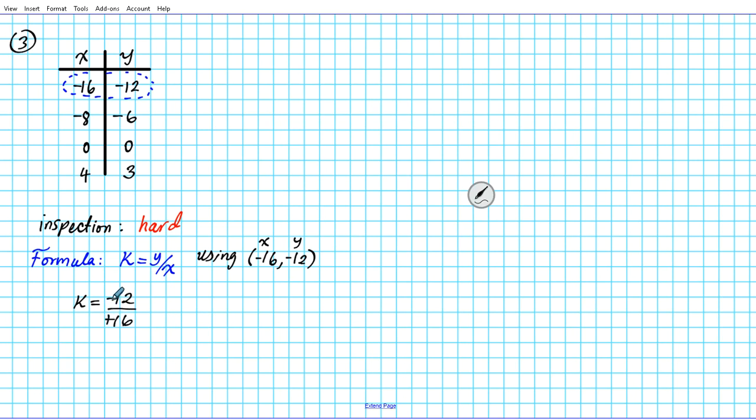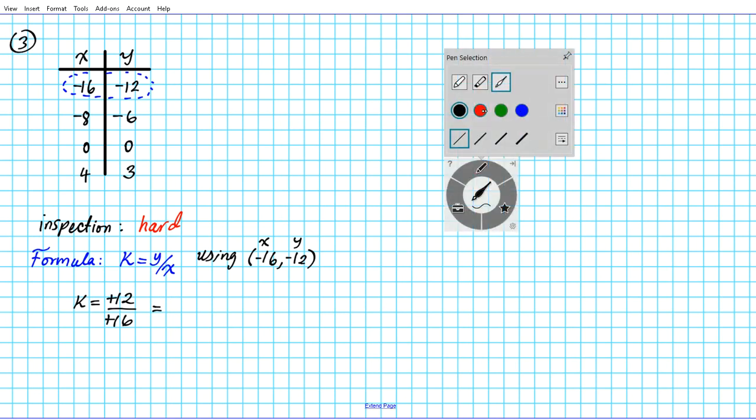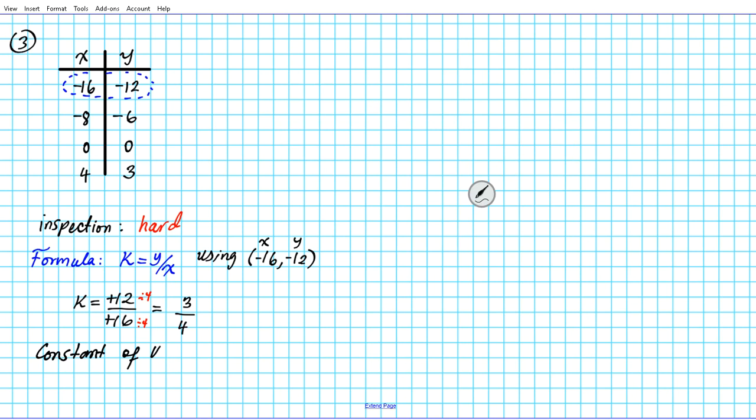So the negatives cancel. Let's see, what is the GCF of 12 and 16? The biggest number that goes into 12 and 16 is 4, so you divide both bottom and top by 4, and that yields 3 over 4. So that's your constant of variation. So you see why it was hard to figure out, right? Because it's not that easy. So the constant of variation, k, is 3 over 4.